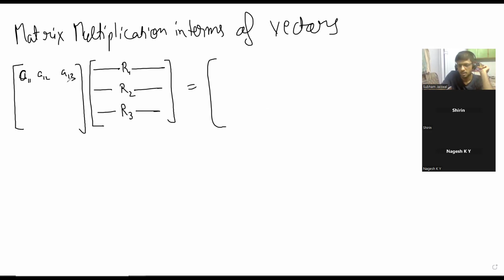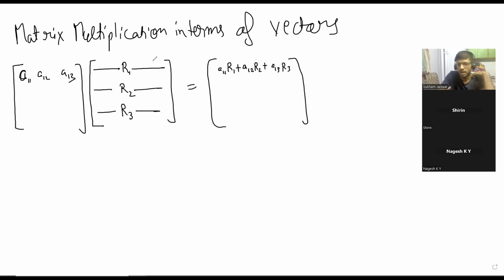Let's say that it is this. Then what will the first row be? Well, the first row, now you may find this a little strange symbol, but just have a look. First row will be this.